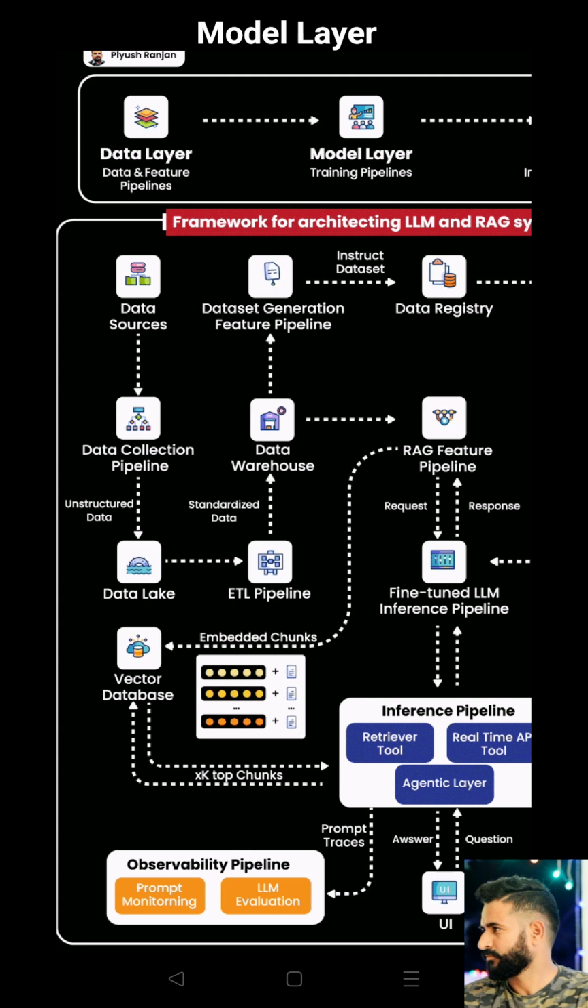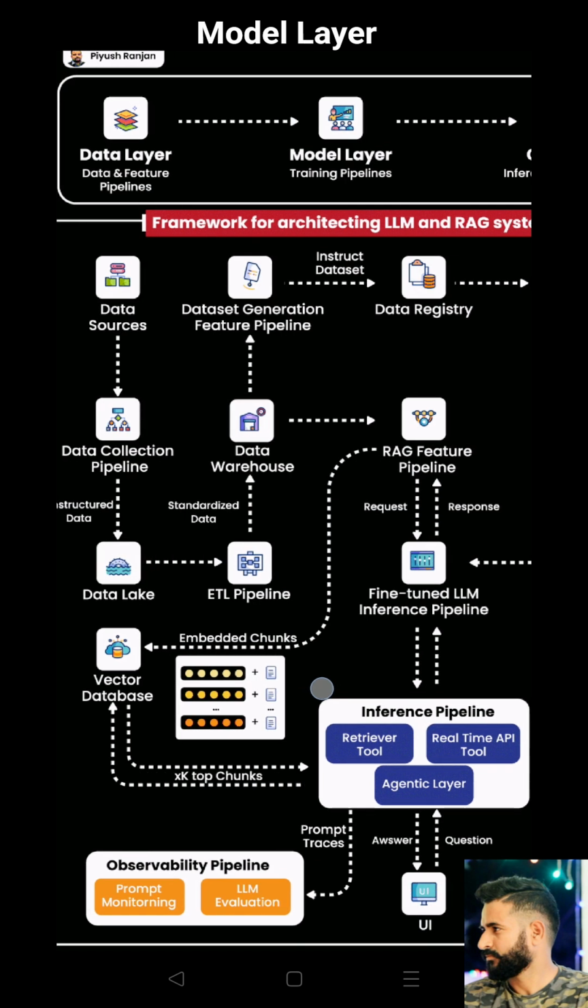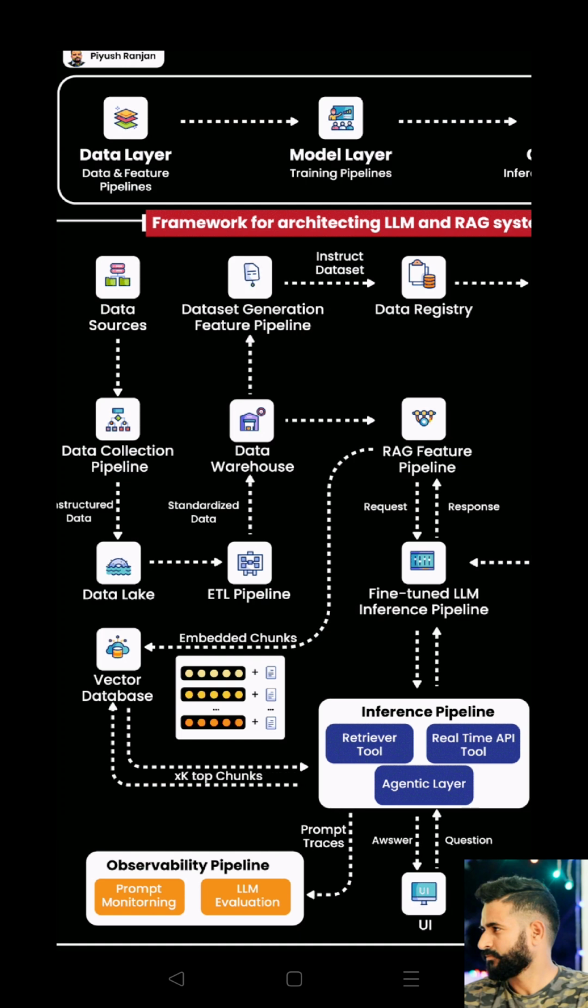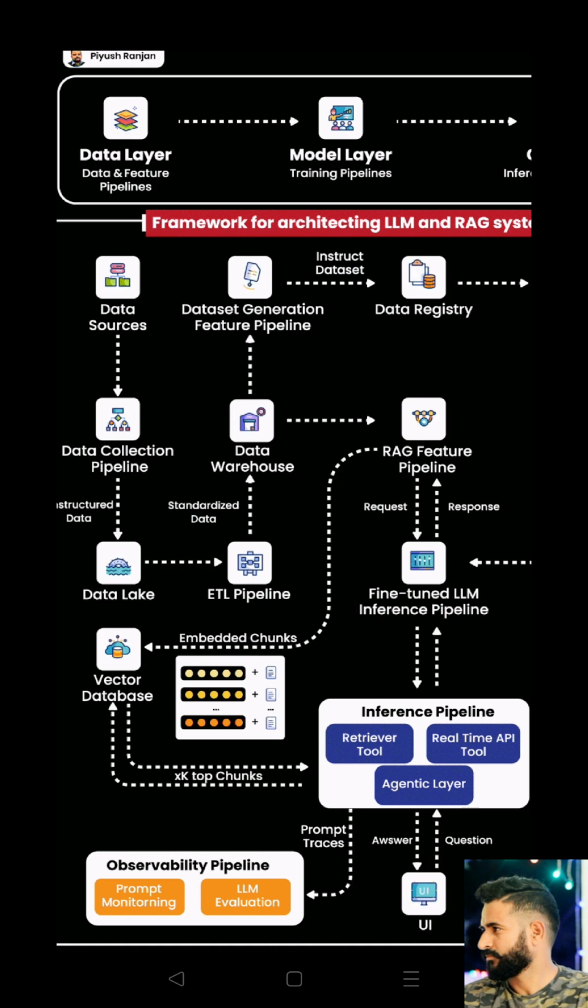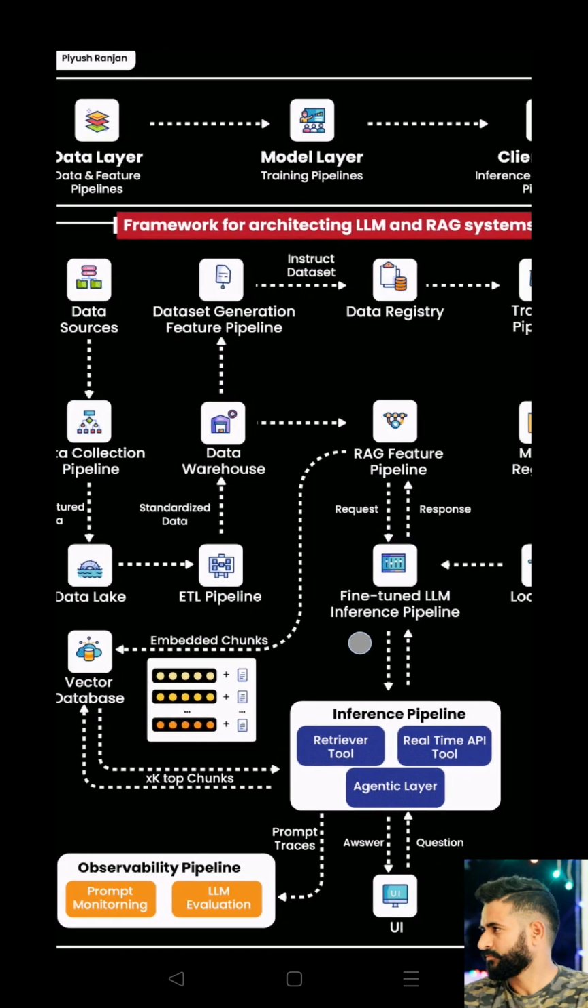Dataset generation feature pipeline. This pipeline generates datasets and features from the data warehouse. Instruct dataset. The output of the dataset generation pipeline, used for training the LLM. Data registry. A system for managing and tracking the datasets and features.